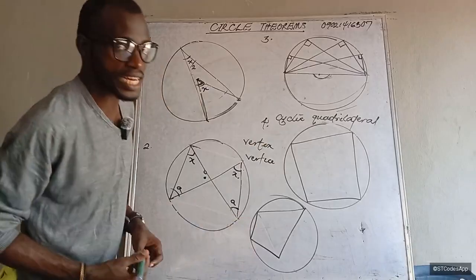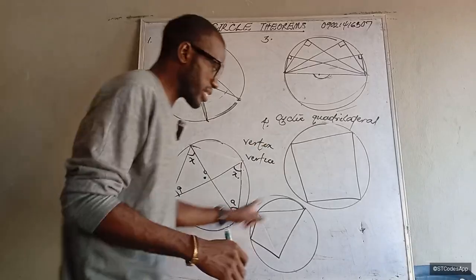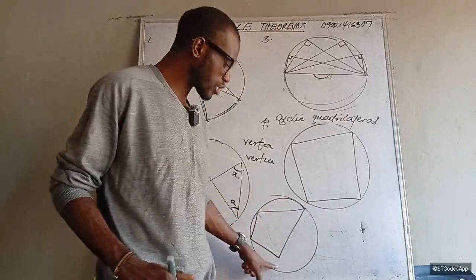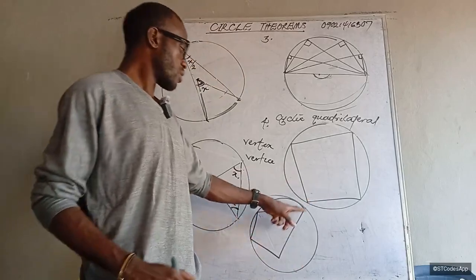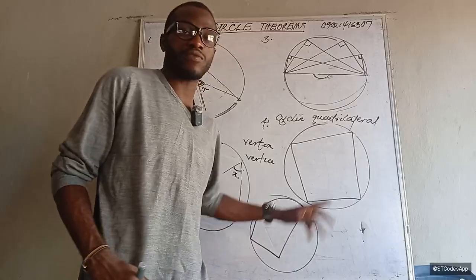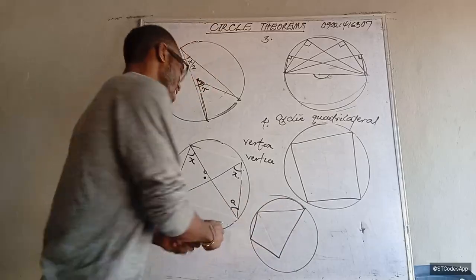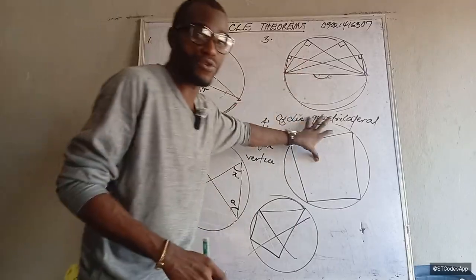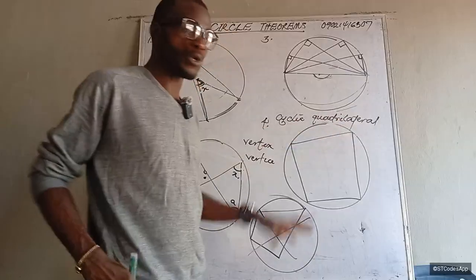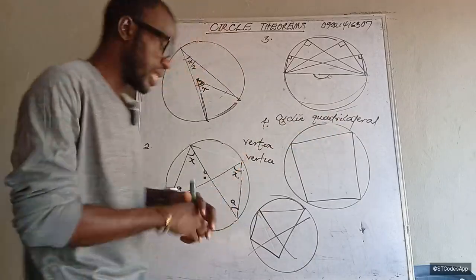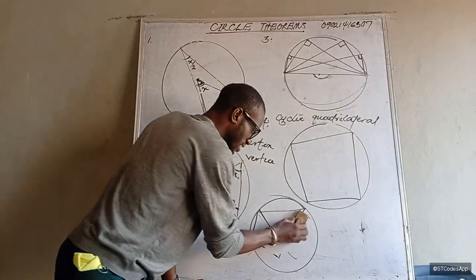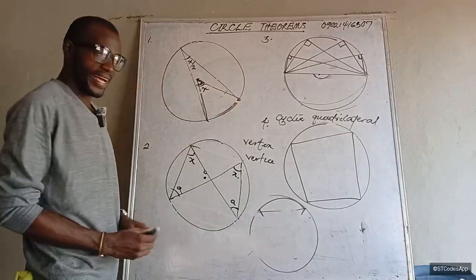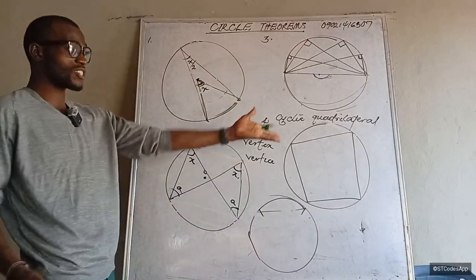Now, is this a cyclic quadrilateral? No. Although it has four vertices, the four vertices are not touching the circumference. Only three of the four are touching the circumference. So this is not a cyclic quadrilateral. So the theorem I will give you here will not apply to this. Is it clear? It is only when the four vertices are touching the circumference that you call it a cyclic quadrilateral. But like I said, in your exam, you will not see something as sweet as this.